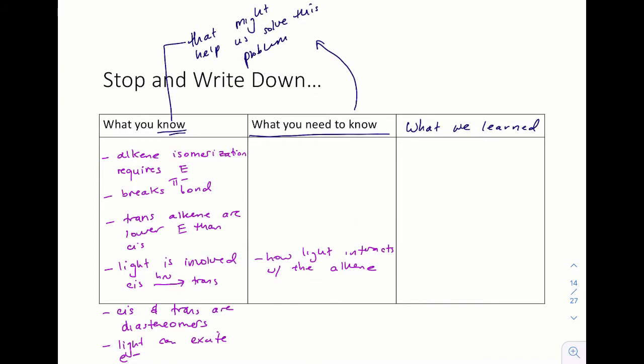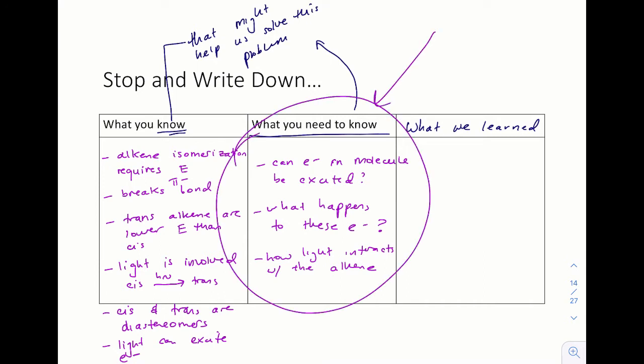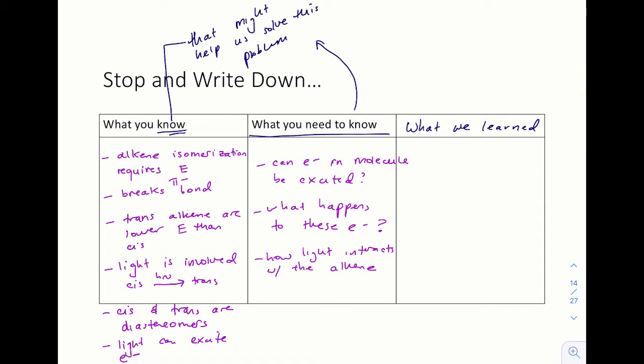So what do we need to know? Well, how does that apply to the alkene? Maybe, can the electrons in the alkene be excited? We know they can be excited in atoms. Can they be excited in molecules? And what happens to them? There are many things that you can write down here. You may not have written down these exact items, and that's fine. We're all different. Let's get started, though, working on what we need to know. And a lot of these questions can be answered by, yes, molecular orbital theory.